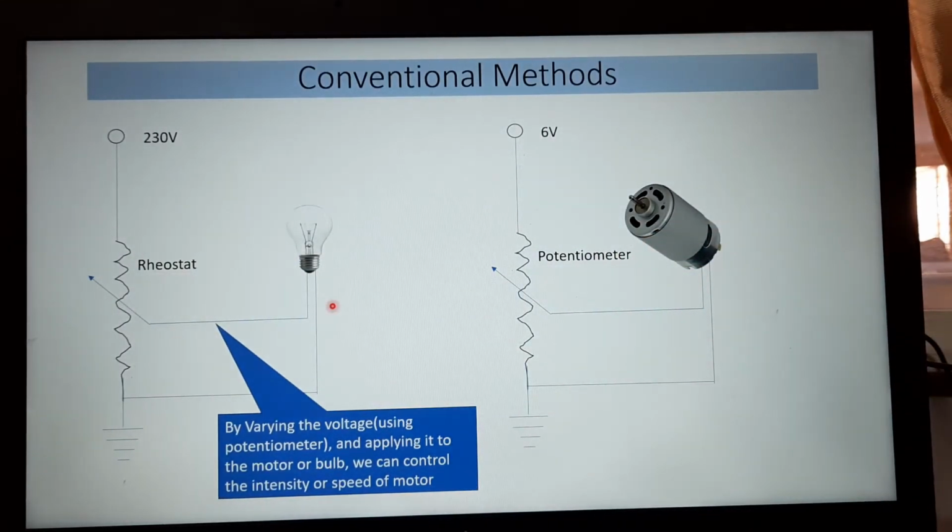The conventional method is connecting a resistor or rheostat and varying the voltage by applying a variable voltage here, so I can vary the intensity of the bulb. Similarly, if I vary the potentiometer, the voltage varies on this line, so the DC motor runs at a different speed. It depends on what voltage I am applying. That means by varying the voltage applied to the DC motor or to the bulb, I can vary the intensity of the bulb and the speed of the DC motor. This is the conventional method.